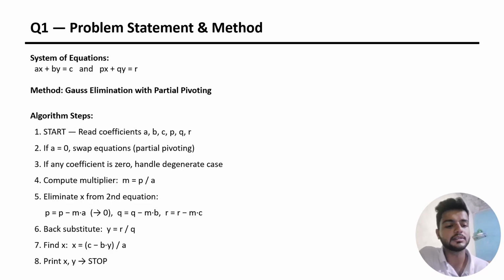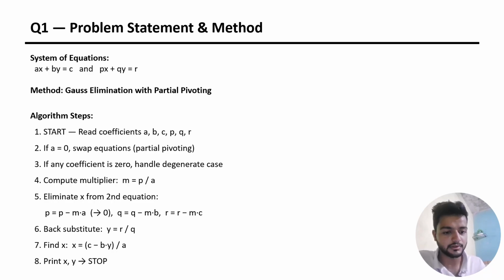So the algorithm is: step 1, start. Step 2, read coefficients. If a is equal to 0, swap equations, partial pivoting. Step 3, if any coefficient is 0, handle degenerate cases. Compute multiplier m is equal to p by a. Step 5, eliminate x from the second equation, where p is equal to p minus m dot a, which goes to 0. q is equal to q minus m dot b. r is equal to r minus m dot c.